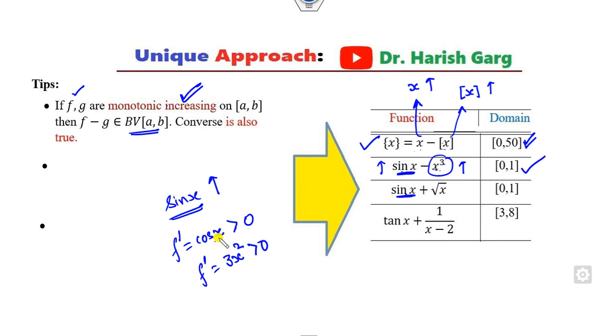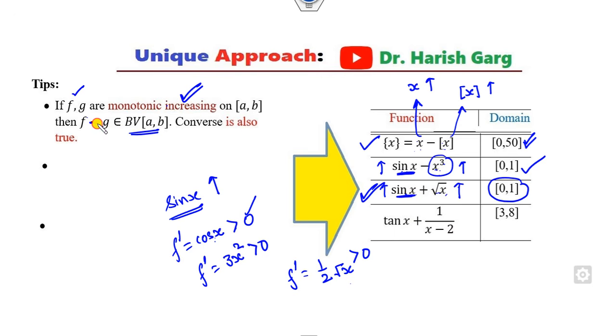Sin x, again the derivative is an increasing function. What is the root x derivative? It's half of root x. It's always greater than 0 over this domain. So therefore it is also monotonic increasing. This is also monotonic increasing. The sum of the two functions is also a monotonic function. Therefore this is also a bounded variation.